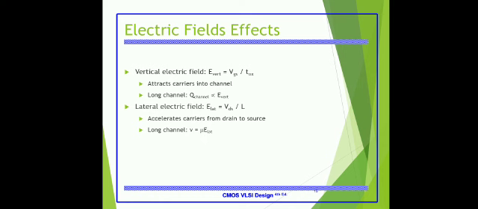And the electric field effects. Here it produces the vertical electric field, which is equal to VGS divided by TOX. This attracts the carriers into the channel and forms a channel. When a lateral electric field is applied, it accelerates the carriers from drain to source.